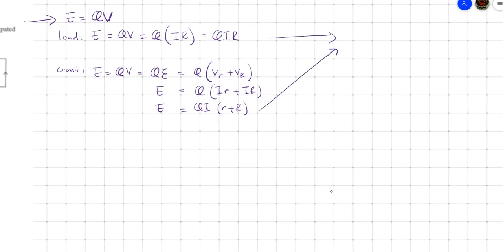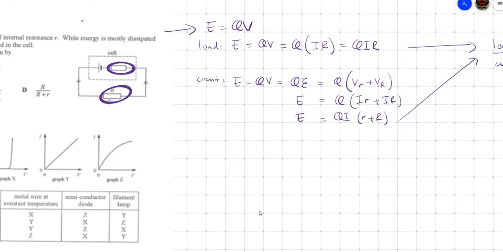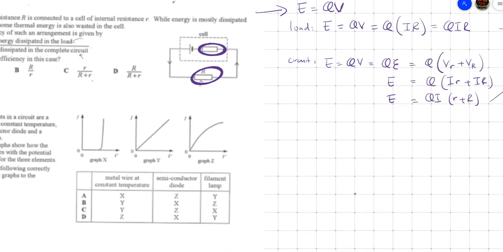So it's load divided by the whole circuit energy. Therefore it's going to be Q I R divided by Q I bracket small r plus this. The Q I cancel out, so these here cancel out. So we're left with R plus r. So let's look at the answers: big R, small r, and so on. The answer is going to be D in this particular case.